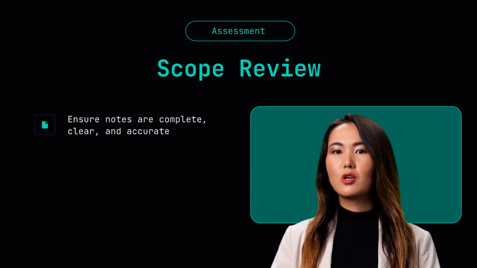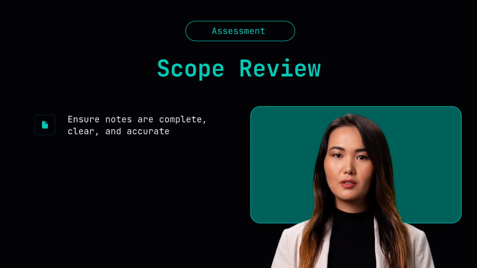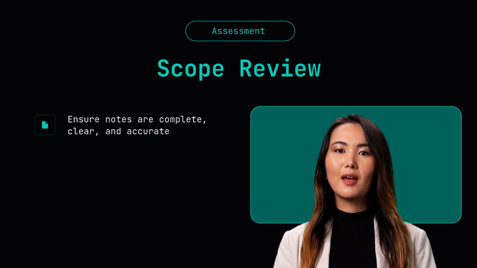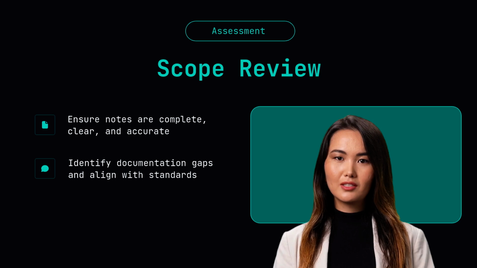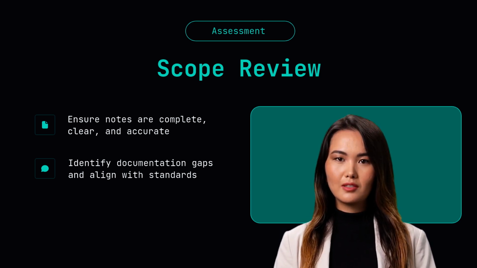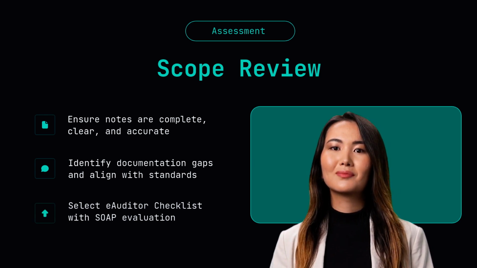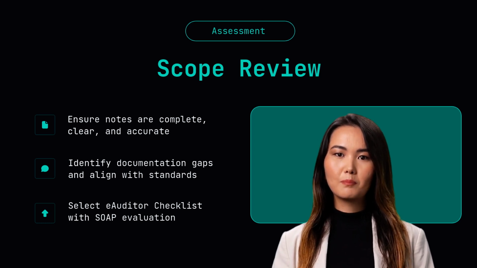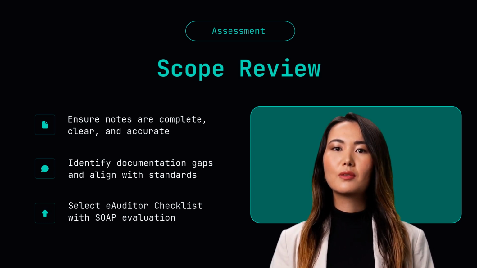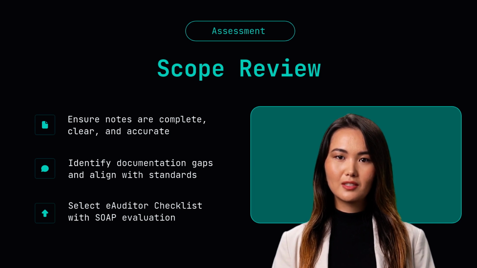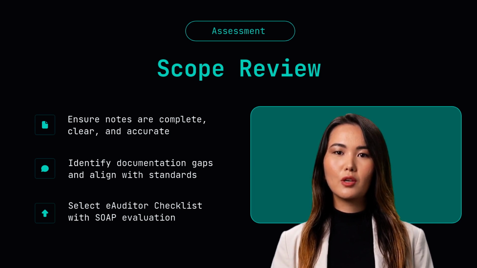Define the assessment scope by reviewing notes for completeness, clarity, and accuracy. Identify documentation gaps or inconsistencies and ensure alignment with HIPAA and Joint Commission standards. Select an eAuditor checklist that includes SOAP structure evaluation components. Assess legibility, completeness, and clinical relevance. Gather relevant data by accessing nursing records and patient charts and reviewing facility documentation policies.